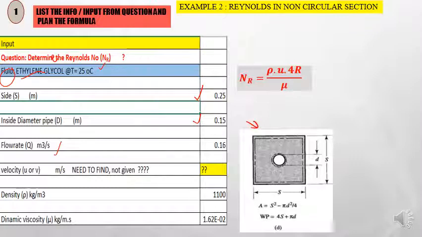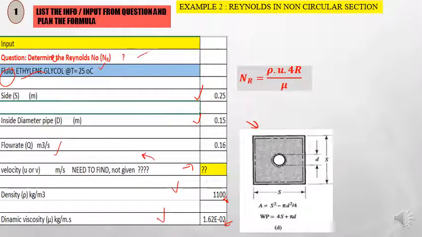The velocity is not given, but you can calculate it from the flow rate and the area. The density is given, and so is the viscosity, so you don't need to get them from a table or appendix. But in case they are not given, you can get them from the table by knowing that it is ethylene glycol at 25 degrees C. Let's proceed and solve the problem.